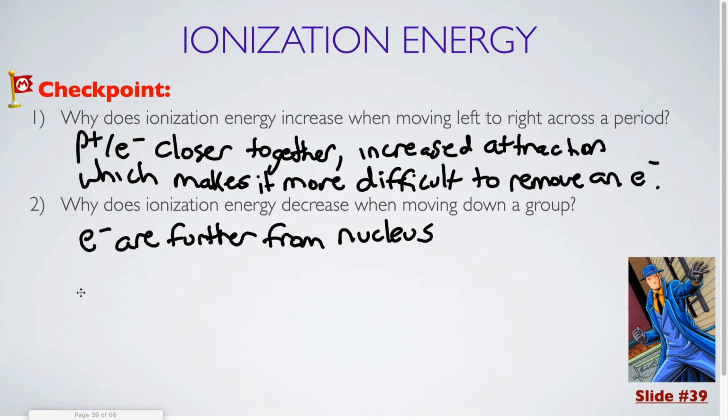And for that, I actually want to clarify, we're talking about the valence electrons. So the valence electrons, the ones furthest from the center of the atoms, the ones that we would be removing, they are further from the nucleus, which means less attraction.